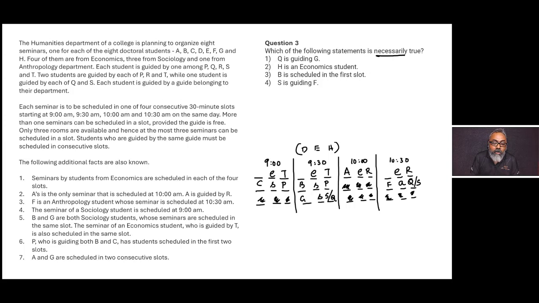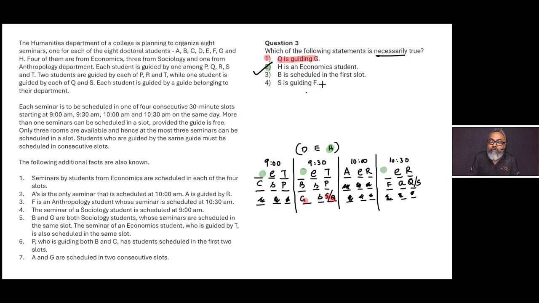Q is guiding G, not necessarily true. Q or S can guide G. H is an economic student, which will be absolutely true, because H has to be either here, here or here. In all these 3 cases, H has to be an economic student. That will be our answer to the question.